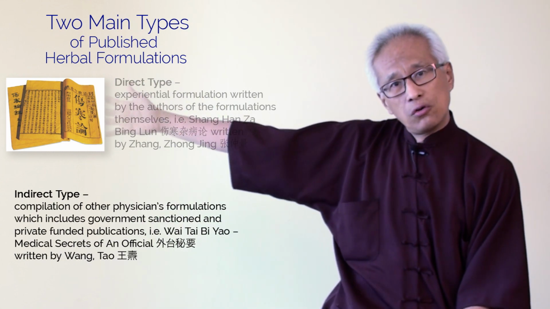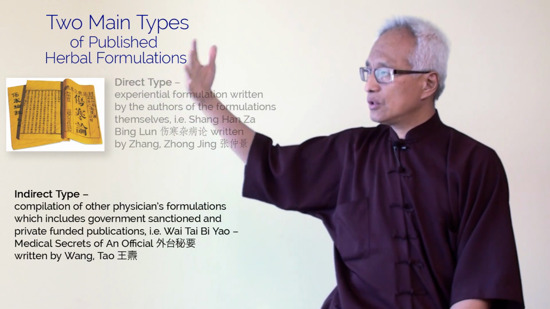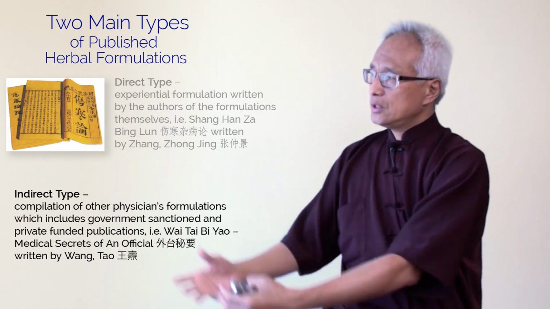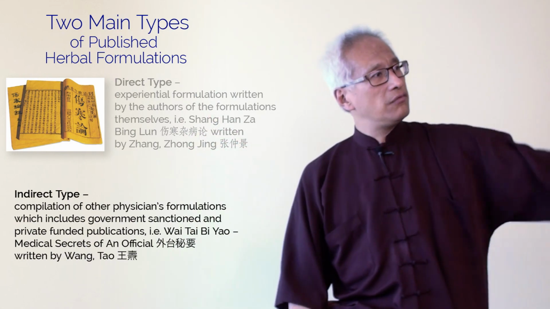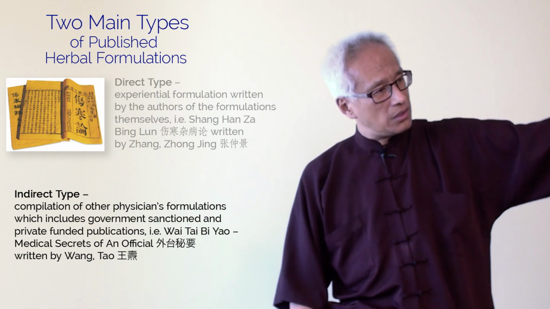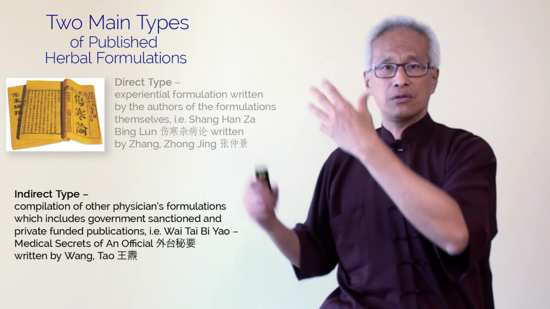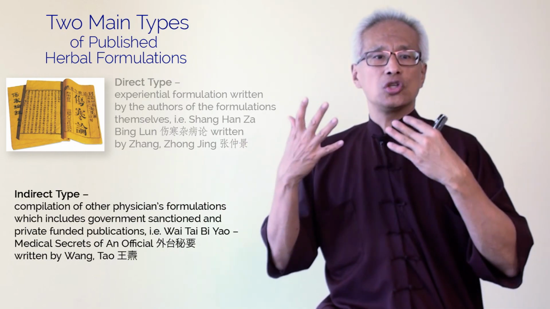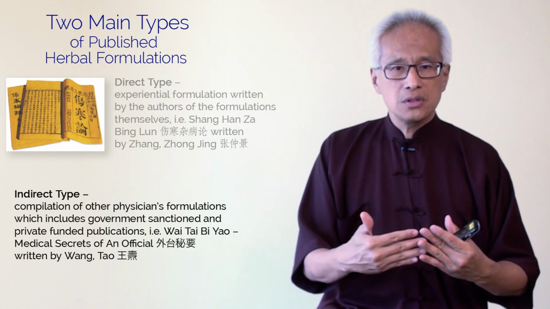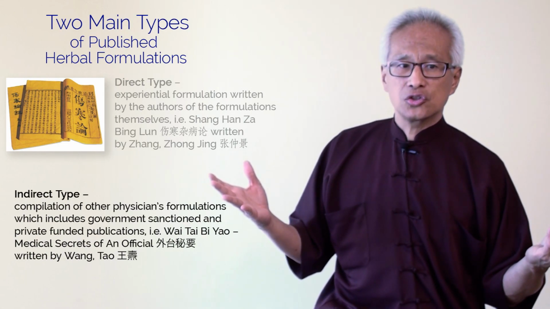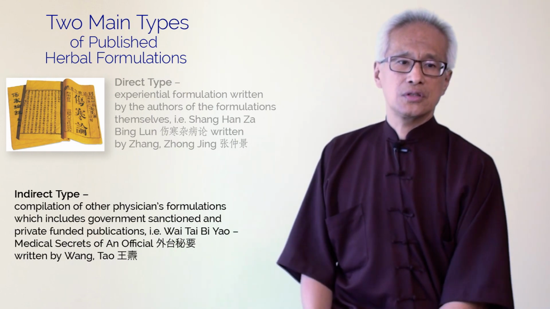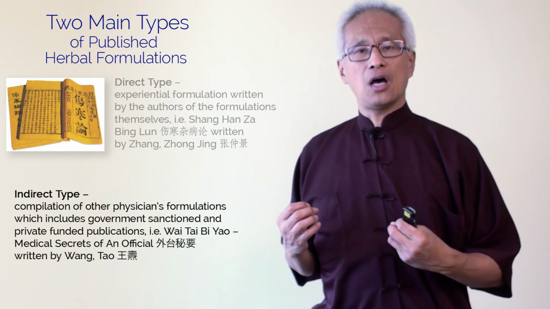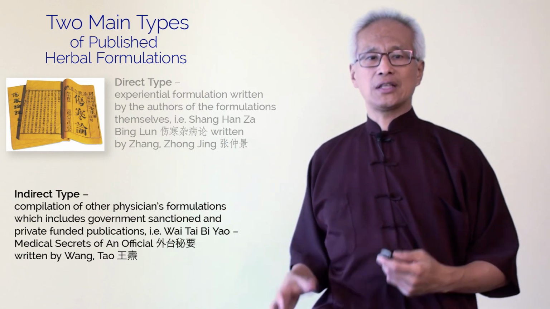Let's say the next village over, there's a doctor who does very good work and he passed on, but his formula passed on to us. So we collect these formulas. And then in village B, we have somebody who is the same thing. We collect that formula from village B, village C, village D. So eventually you compile, and we call this an indirect type, compilation of other physicians' formulas, which include also government-sanctioned and private-funded publications. For example, White Type Yao, or what we call the medical secrets of an official. And that's written by Wang Tao.